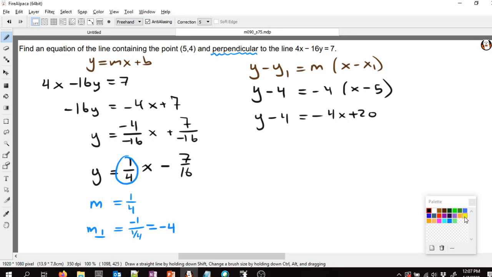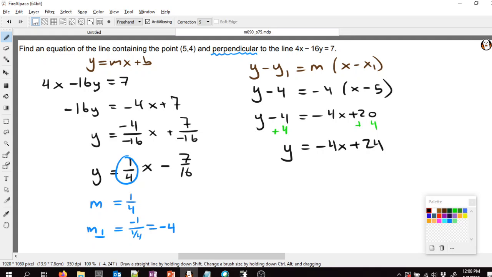And now we add 4 to both sides, and it's important to get this correct. This is tripping right before the finish line if we'd have gotten 16. y is equal to -4x plus 24. There we go. That's our perpendicular.